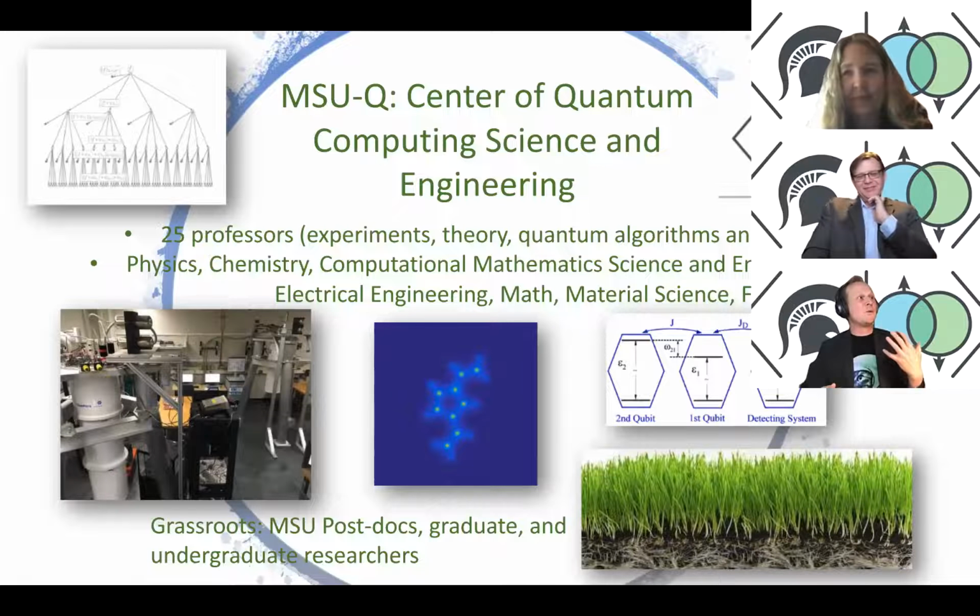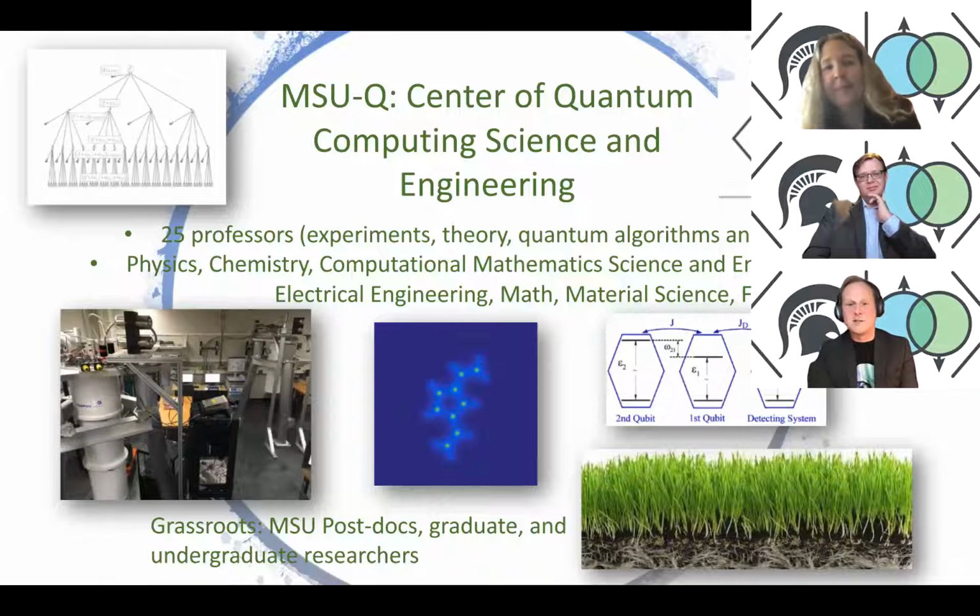But being able to interface with collaborators and colleagues from a variety of different departments, and being able to do this in a multidisciplinary way, allows us to be maximally effective, because everybody brings the things that they're expert in to trying to solve these kinds of problems. And so we have physicists, chemists, people from Andrew's department, the computational mathematics, science and engineering department, electrical engineers, mathematicians, material scientists, all trying to do this.